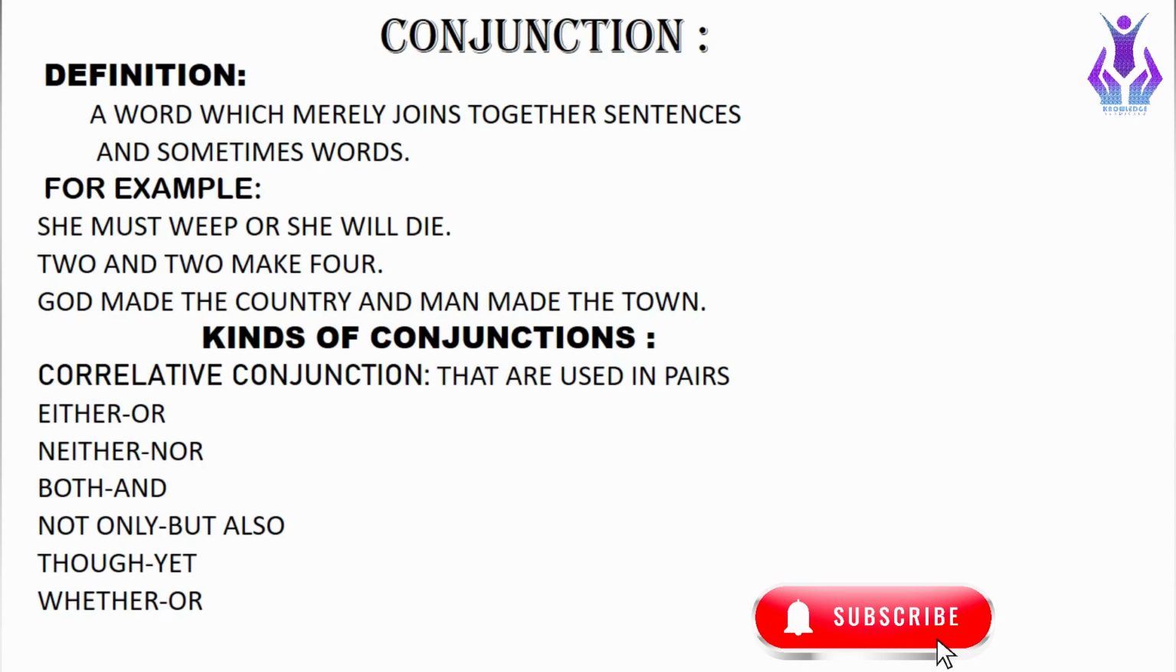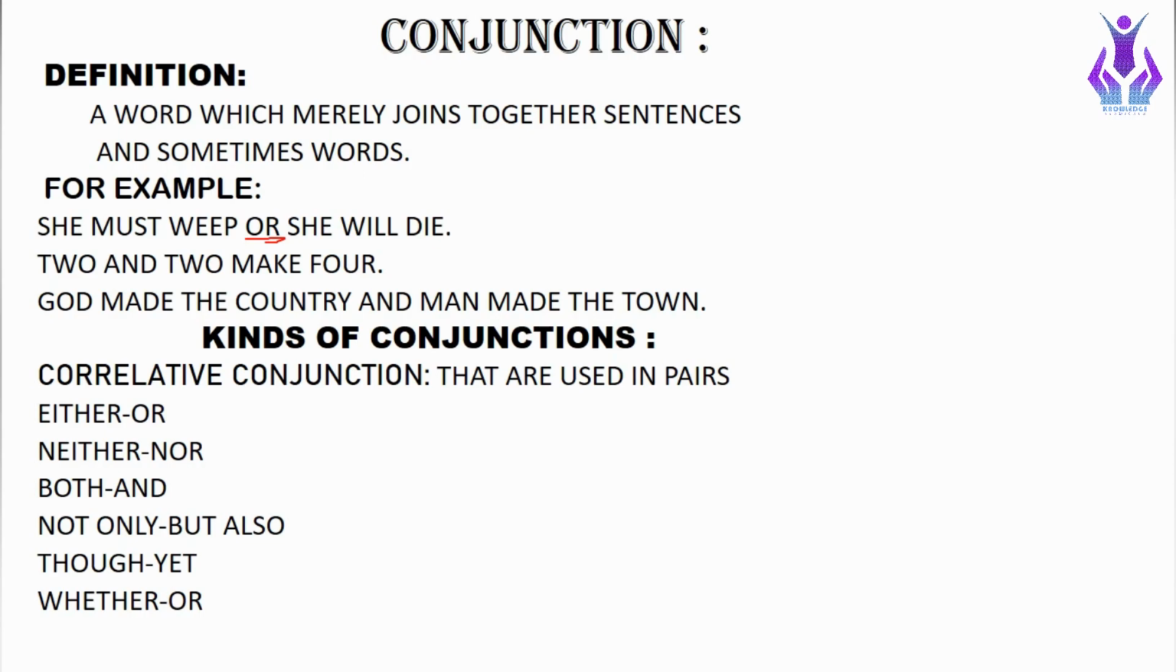Conjunctions are basically joining words, which join together two sentences or sometimes two words. For example, she must weep or she will die. Here the word or is joining our two sentences, she must weep and she will die. So the word or is our conjunction.